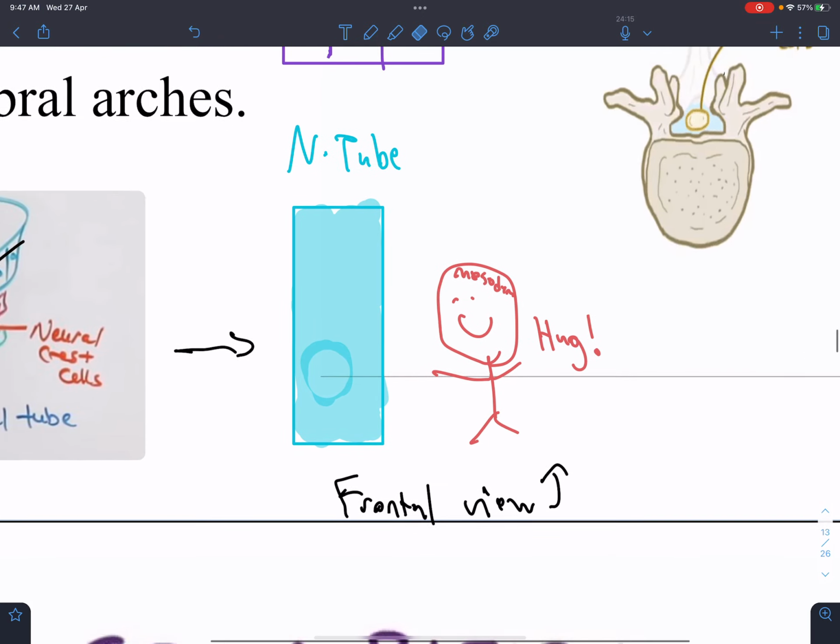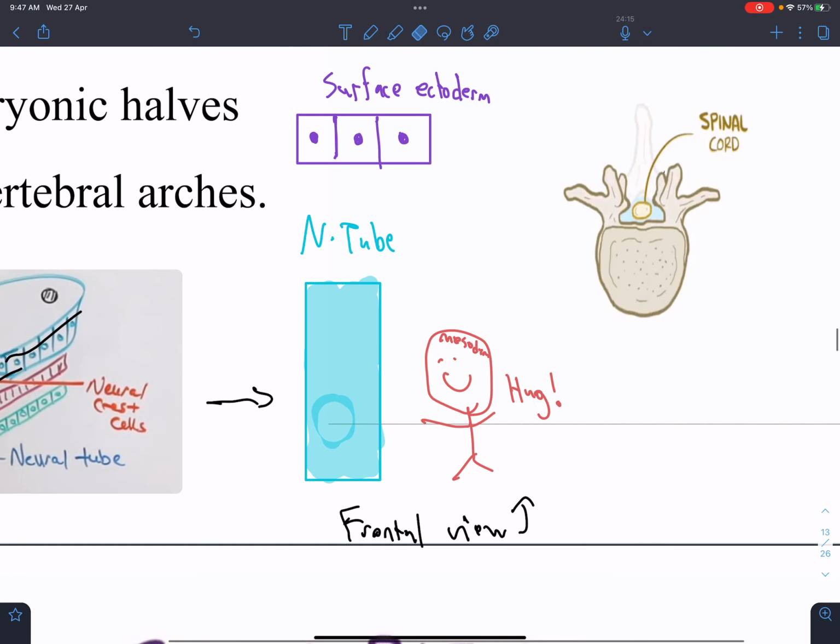So what I want you to keep in mind is to look at this drawing right here. This is the neural tube. You see the neural tube right here? You see, the neural tube, as we know, should be closed completely, right? It should be closed completely, and for two reasons.